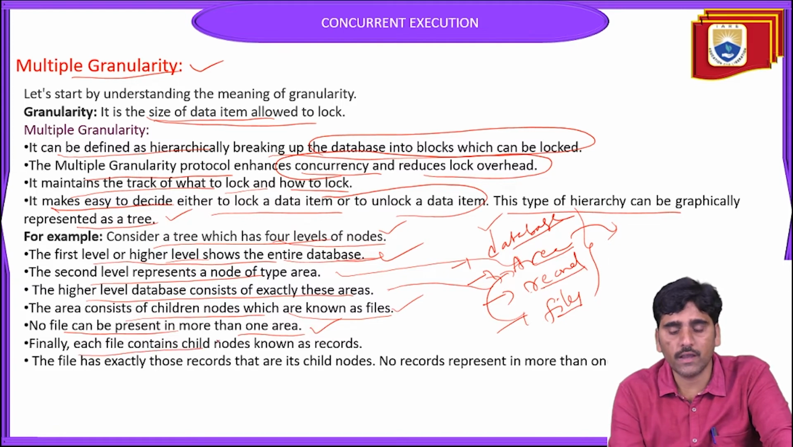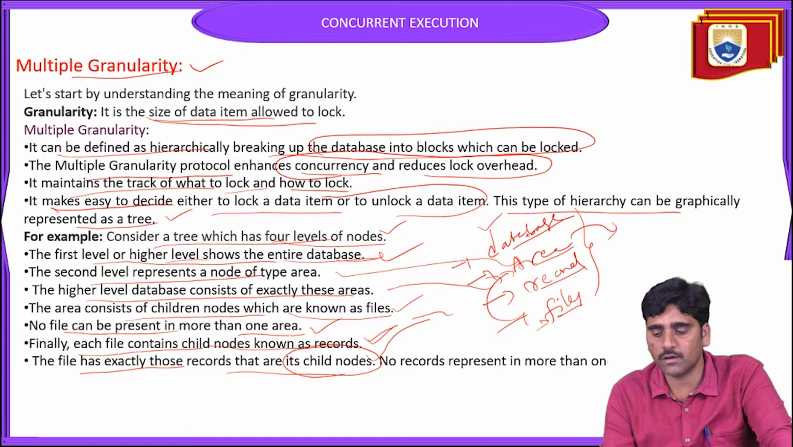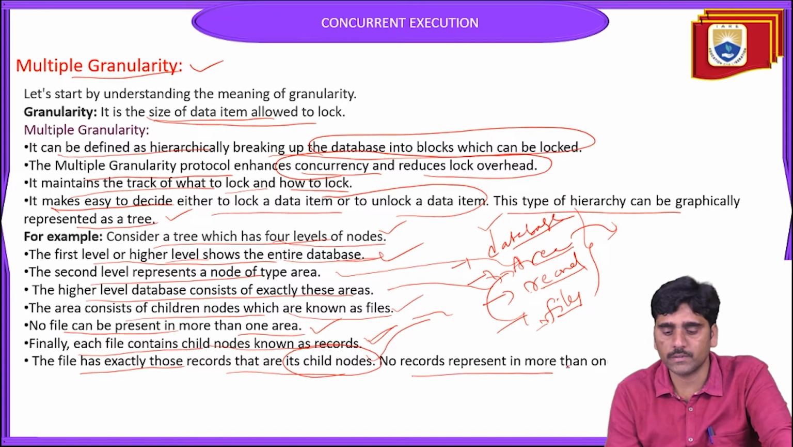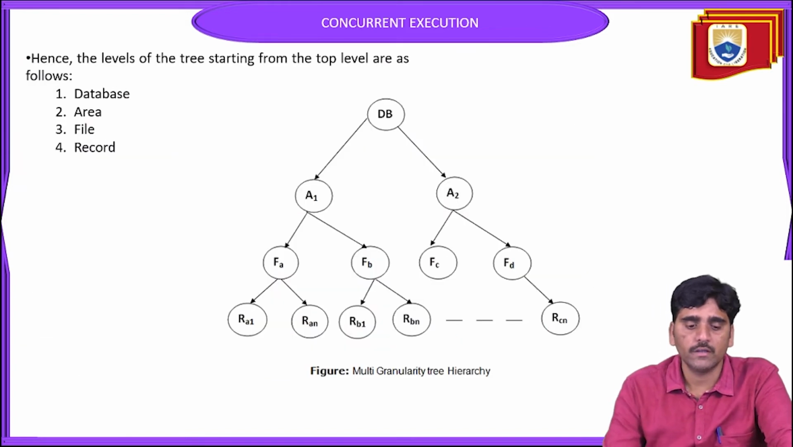And finally, each file contains child nodes known as records. The file has exactly those records that are its child nodes. So all the records of these files are the child nodes for all the database items. No record is represented in more than one file.